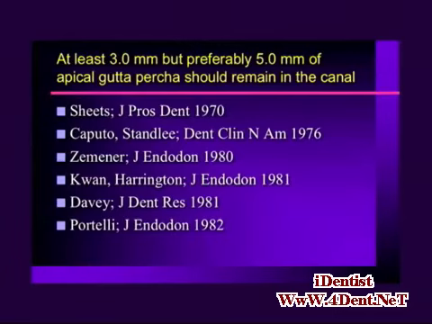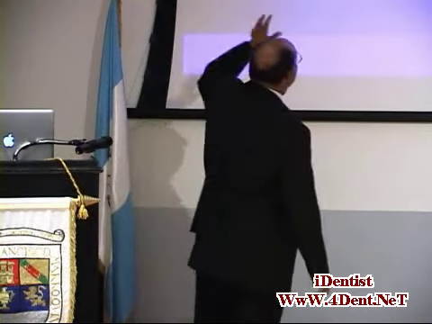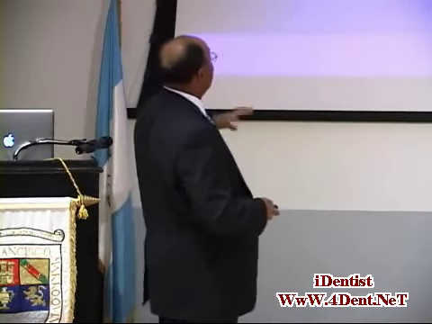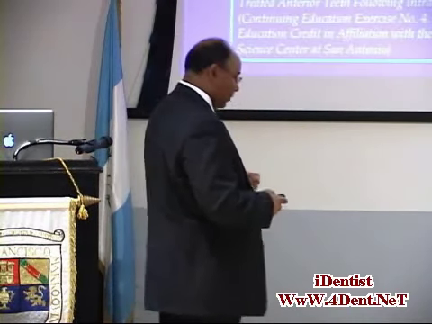Now, how much gutta percha or Resilon do we need to leave in the canal space to ensure that we have a sealed canal in the apical area? There's a lot of different research, but pretty much it's between 3 and 5 millimeters. From an endodontic standpoint, of course, we want 5 millimeters because we want to make sure that that seal is maintained. And there are different research studies to show this and even more. Okay? So 3 to 5 millimeters at minimum.